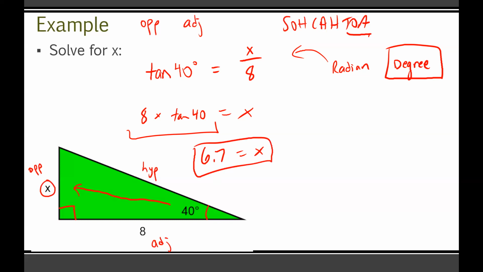So again, if you got something different, that just tells me that you're not in degree mode. You'd probably be in radian mode, or you just multiplied something incorrectly. So just double check that for sure, right?